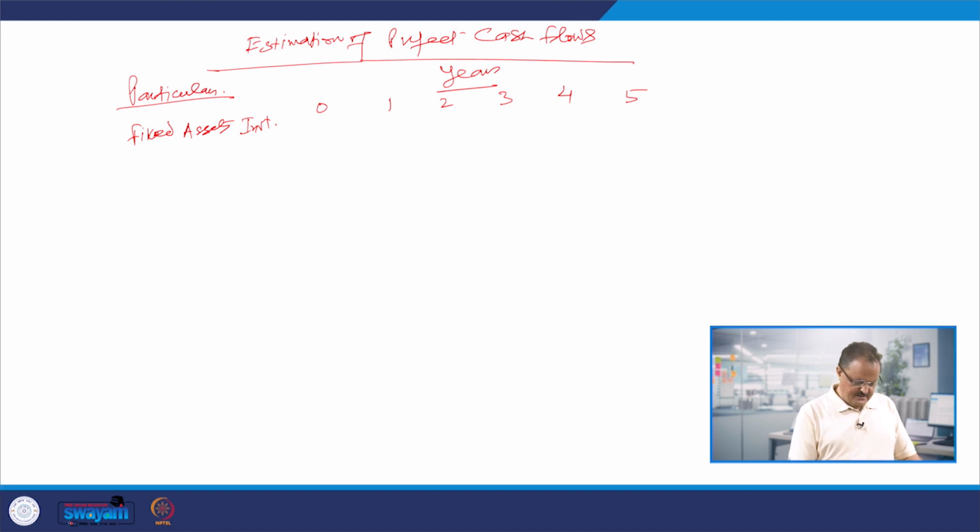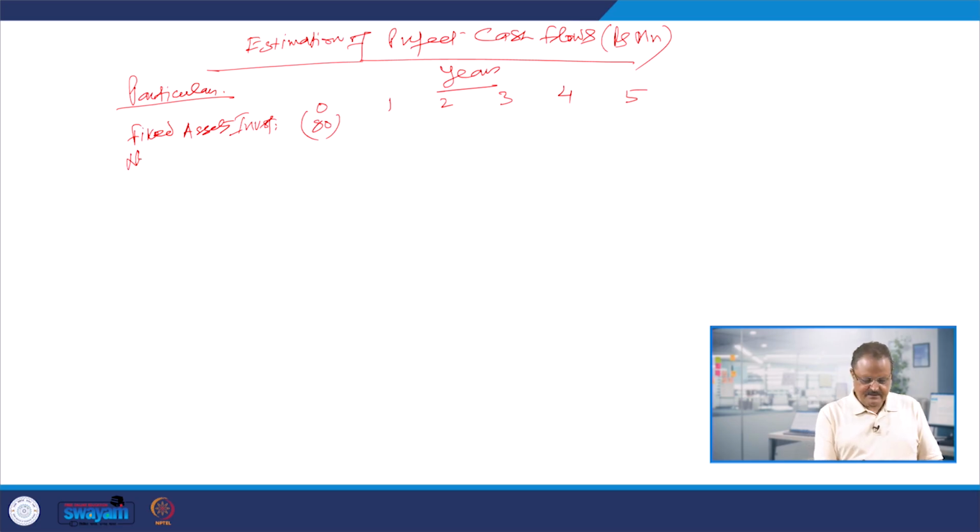Because it is going to be an outflow, this is the investment, and this is going to be how much? This is going to be 80 million, right, and we are going to write here that the investment is in rupees million. We are going to write this only once: rupees millions. So this is 80 million of investment, and then there is the net working capital investment, or we call it the investment in the net working capital.